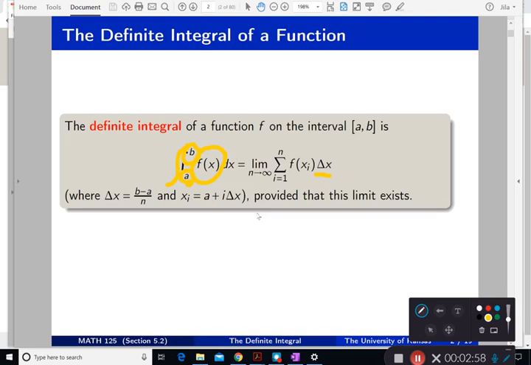And so again, delta x is b minus a divided by n, and xi is considered as follows: you start from a, and then you move delta x, and then you move another delta x. Every time you move, that's the number of i's that you moved, and that's how you estimate the limit, and that would be the definite integral.